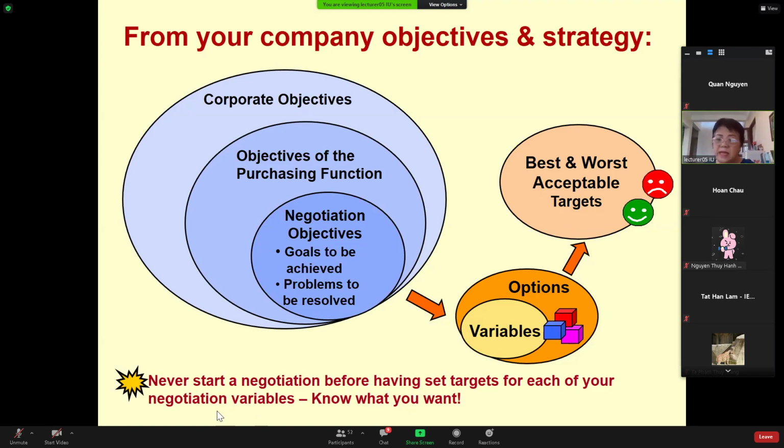One thing I have learned in my whole life is never start a negotiation before you set the target for each negotiation variable. As simple as that, know what you want. Knowing what you want is the start of a successful negotiation. First, understand yourself. Know what you want.